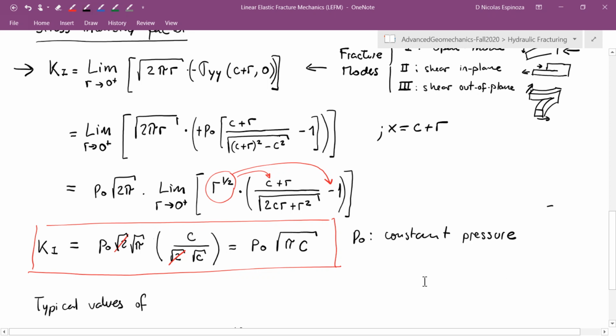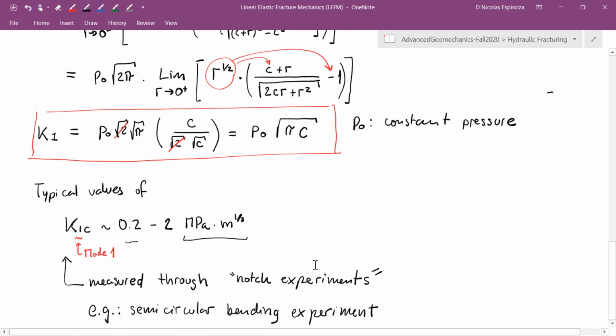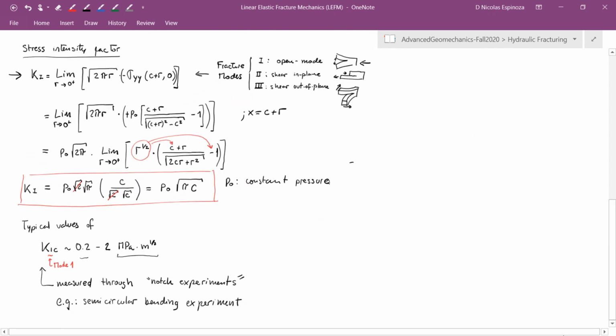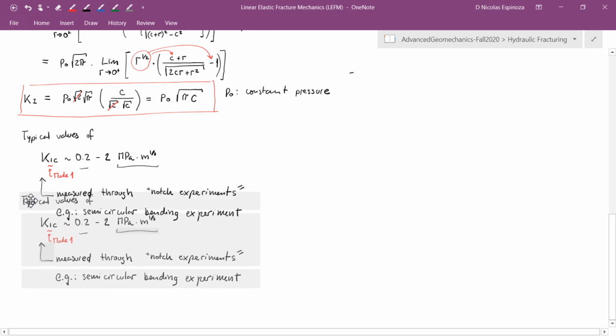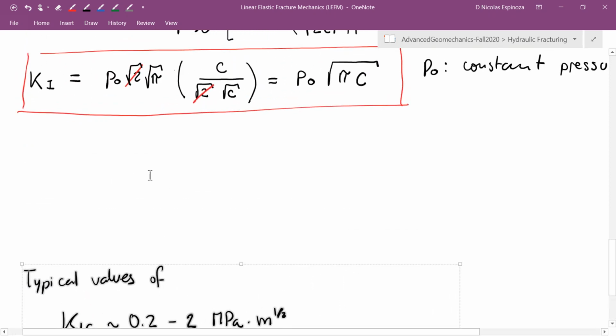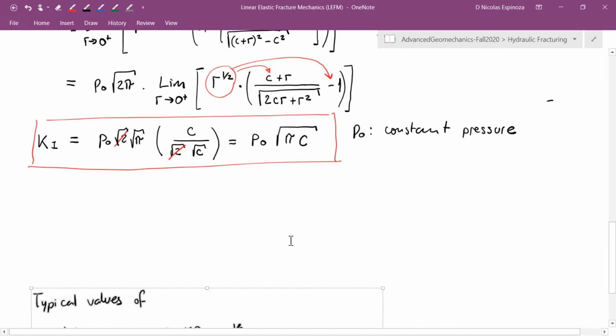All right, so the criterion here is going to be, let me add a little bit more space, something that we mentioned before, but anyways, we're going to repeat this because it's very important. The linear elastic fracture mechanics criterion for fracture propagation is going to be the following.